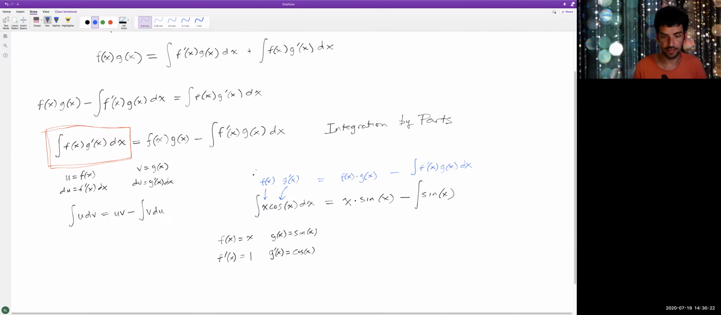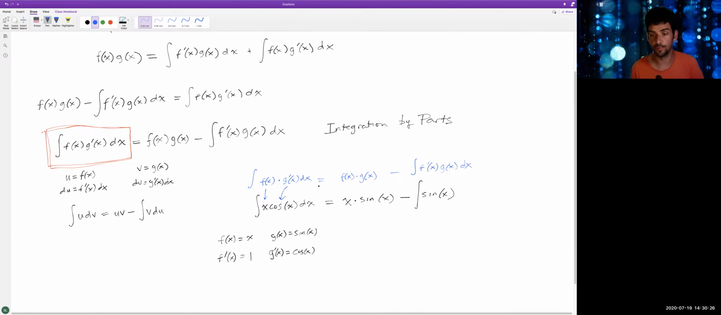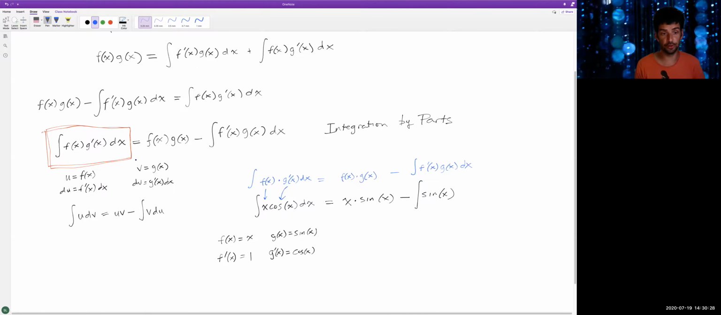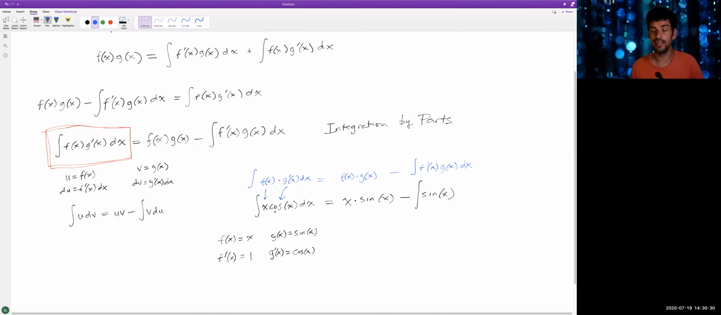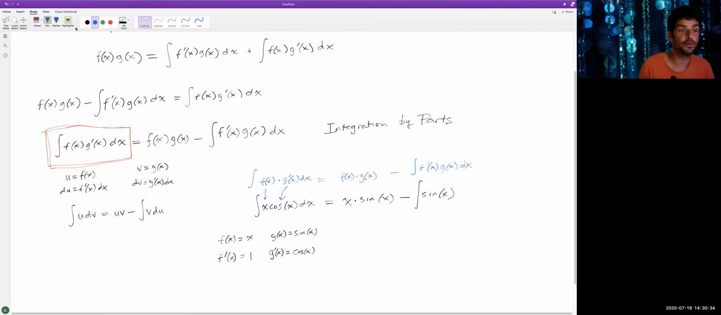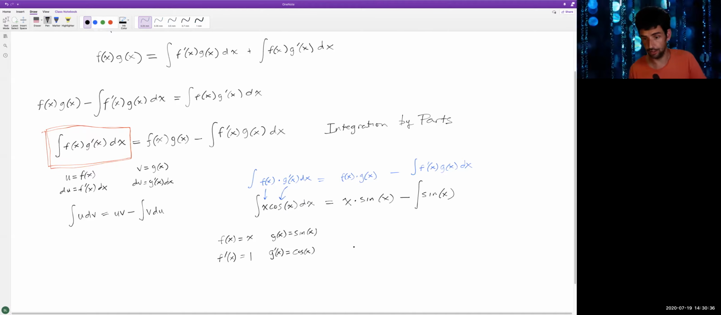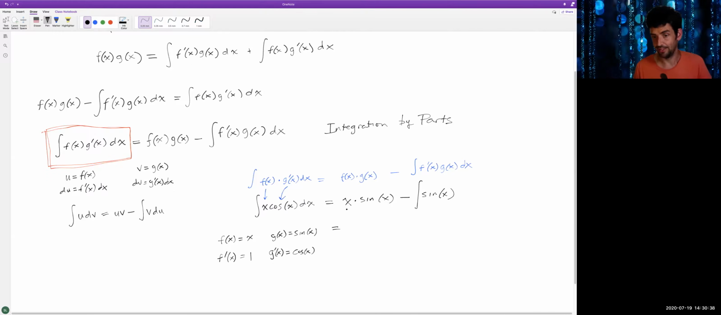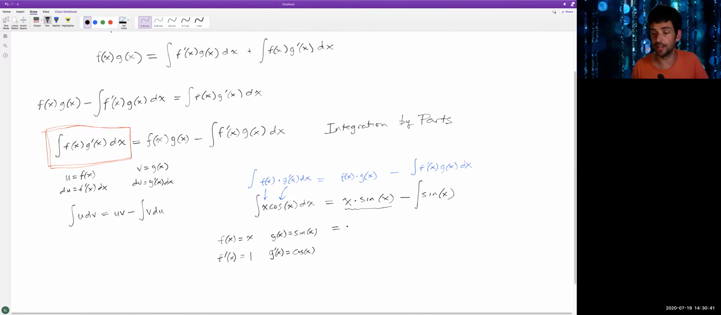The left-hand side was the integral of the product of f and g prime, right? So I'm just using this formula that we worked out above and deciding for myself who's playing what role. So now, here's where the magic happens. This piece, we don't need to do anything else to, it's done.